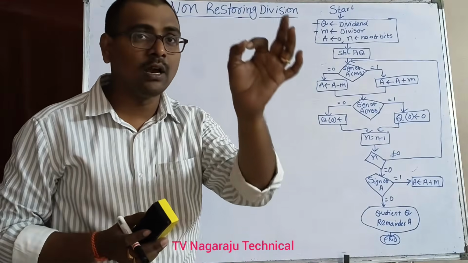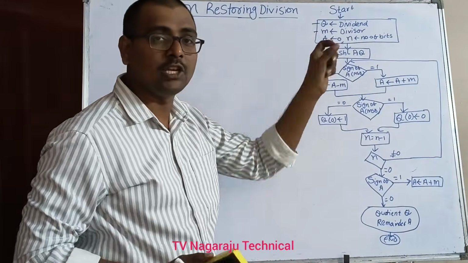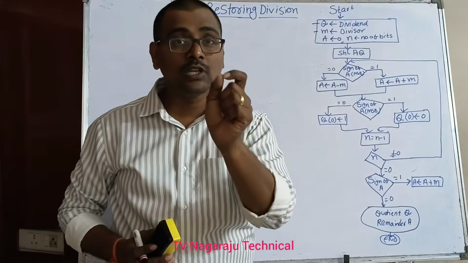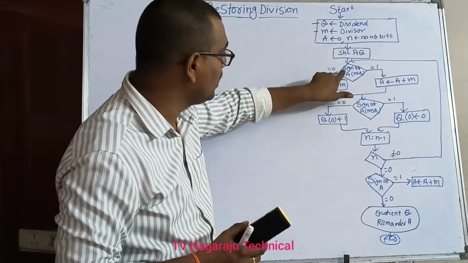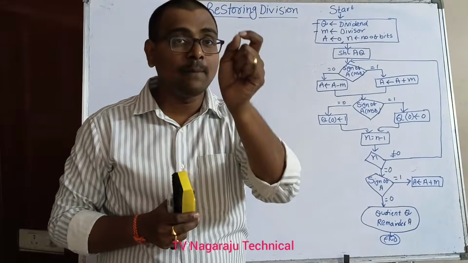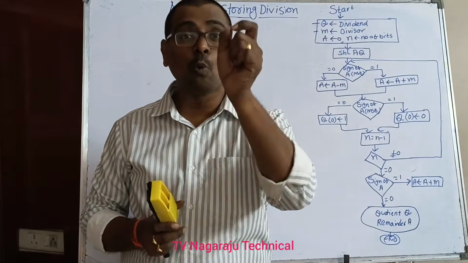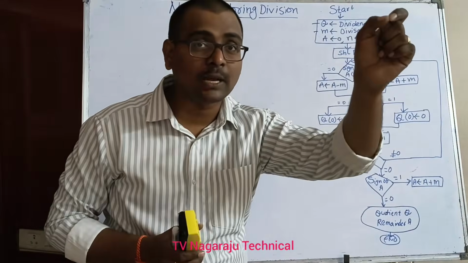As in the restoring algorithm, what is the first step? You need to do a shift left operation on AQ. After the shift left operation, check the sign of the MSB bit in AQ. In restoring division, we directly do the subtraction.